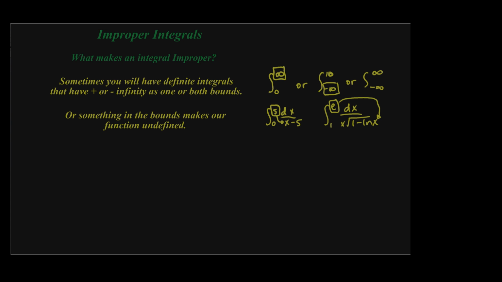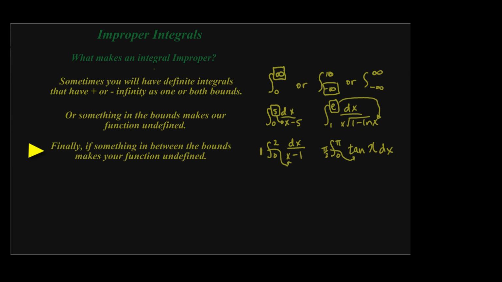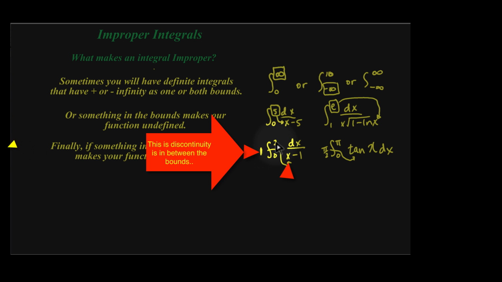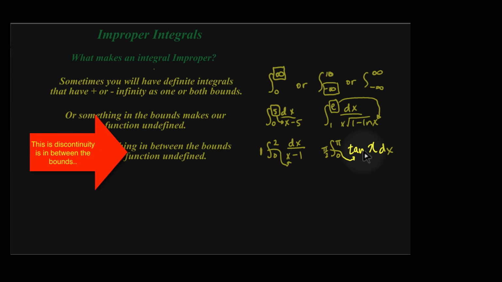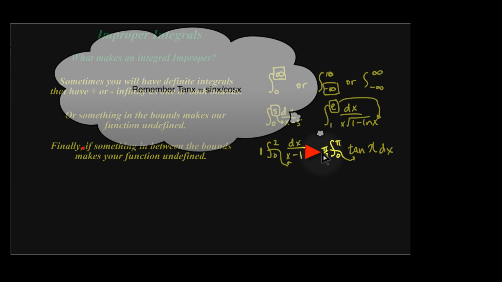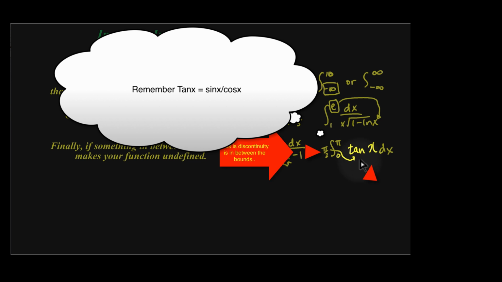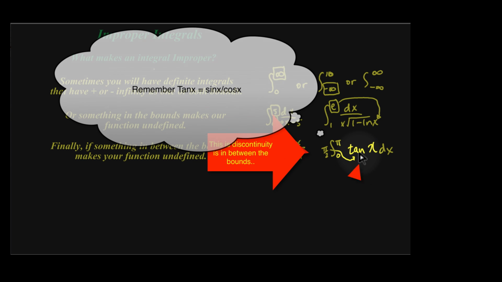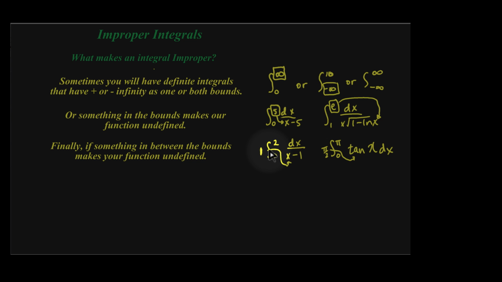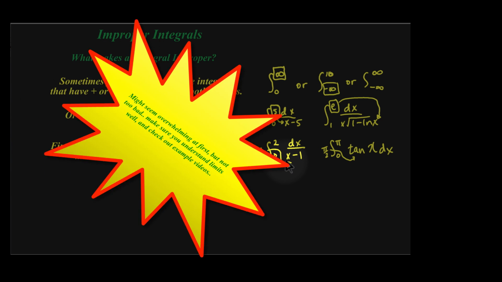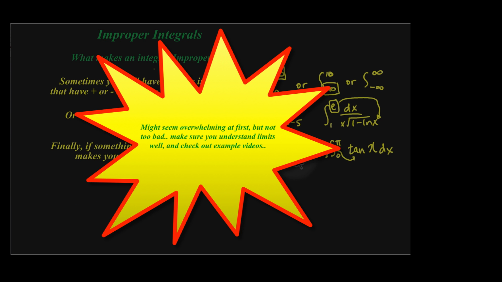The final type of improper integral is an implied discontinuity. Basically, something in between the bounds of your integral makes your function undefined. So that would be something like this. You should see that 1 plugged into here makes this undefined, and 1 is in between these two. Pi halves, tangent is sine over cosine. Cosine of pi halves is 0. So that would make that an improper integral. And these you're going to have to separate into two integrals and do one-sided limits.